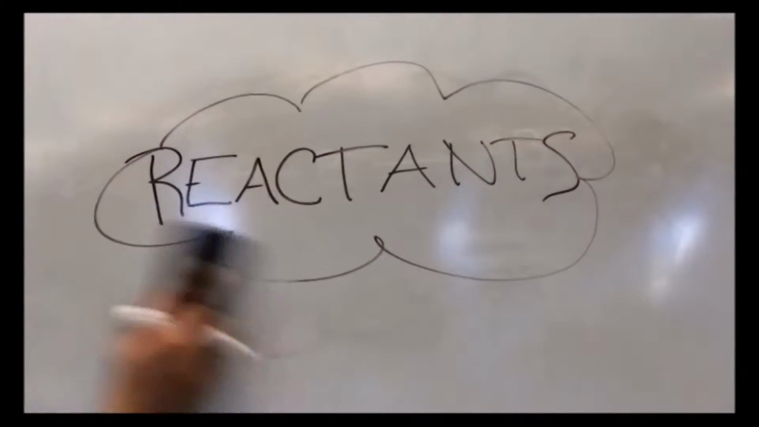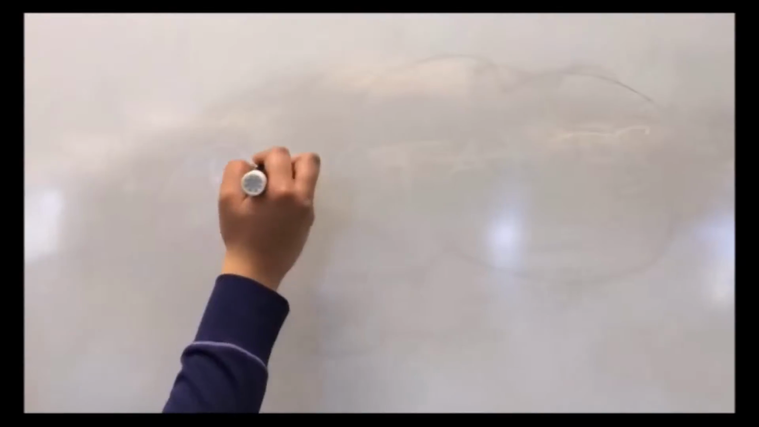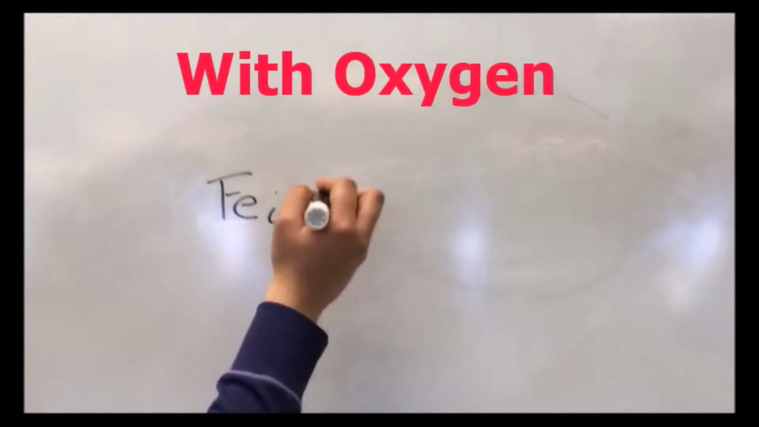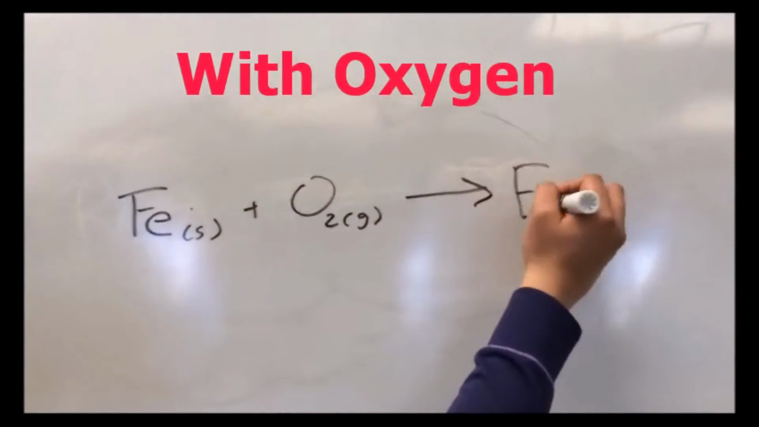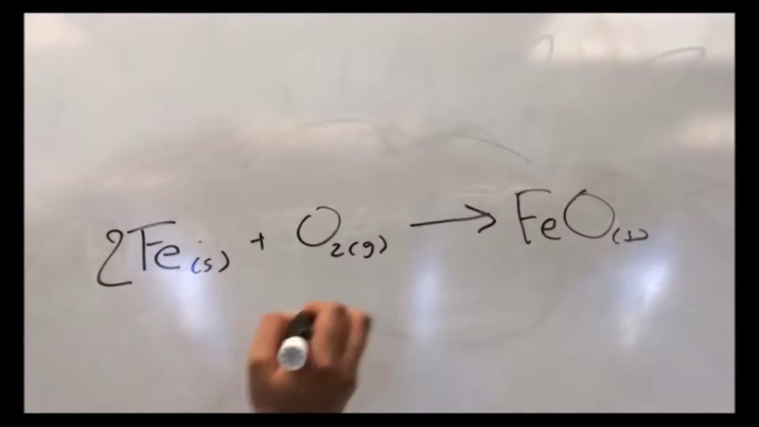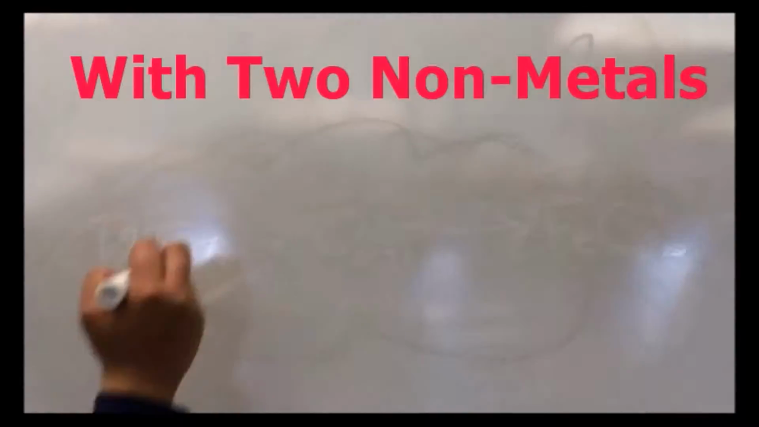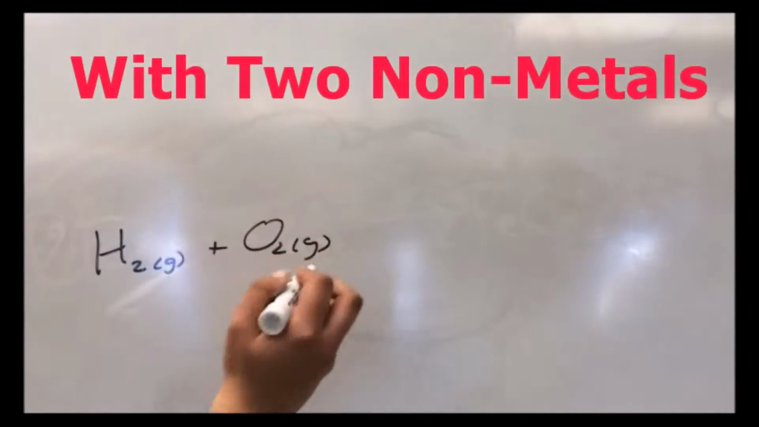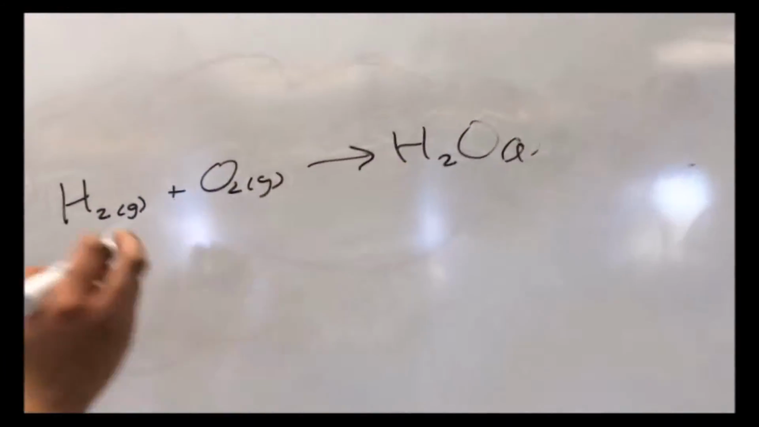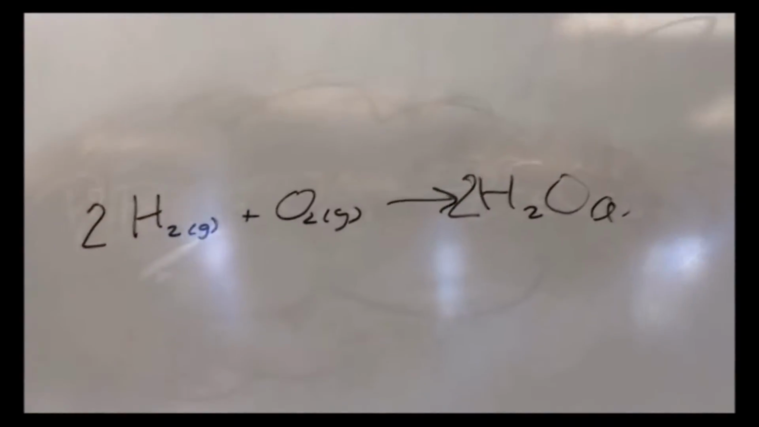Here are 3 examples. 1. Reactions with oxygen. When an element combines with oxygen, it creates an oxide of the element. Iron reacts with oxygen to make an iron oxide. 2. Reactions of 2 nonmetals. When 2 nonmetals react, they form a covalent compound. Water is an example. Hydrogen plus oxygen makes water.